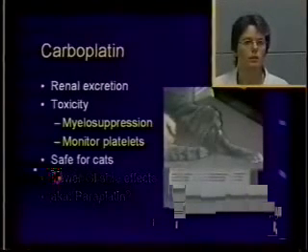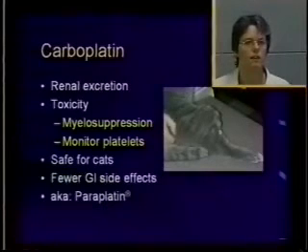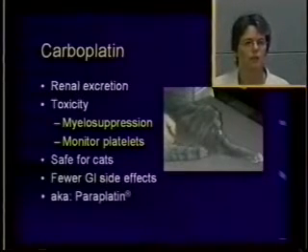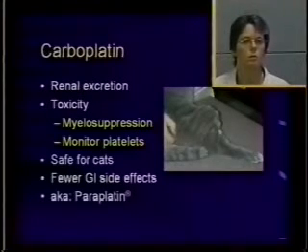Carboplatin also undergoes renal excretion, but does not have the nephrotoxicity that cisplatin does. Its primary toxicities include bone marrow suppression, which can be quite significant, as well as specifically causing decreases in platelets. So this is another drug where you need to monitor the platelet count very closely when you are treating these patients. The other nice thing about carboplatin is it's safe for cats. So in cats that have soft tissue sarcomas, such as fibrosarcomas, or cats that have osteosarcoma, we can use this drug safely in these animals.